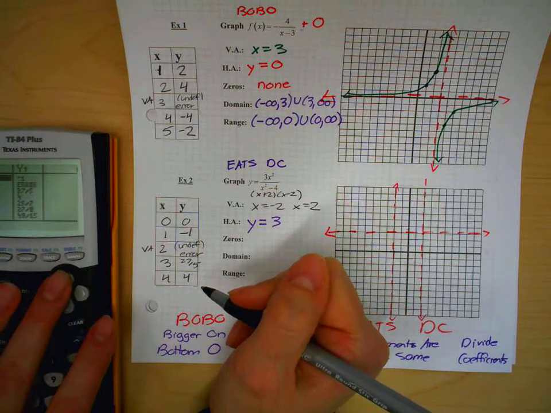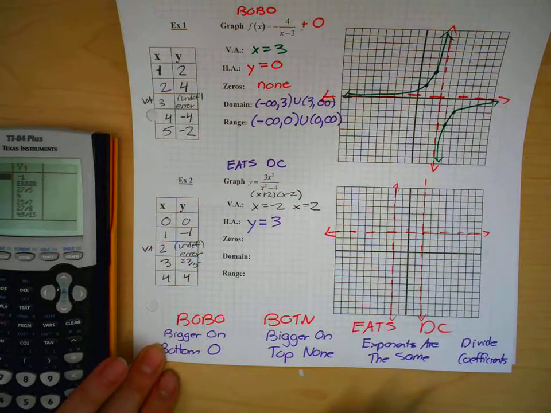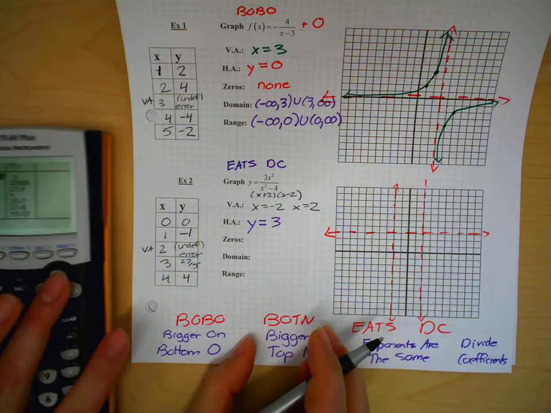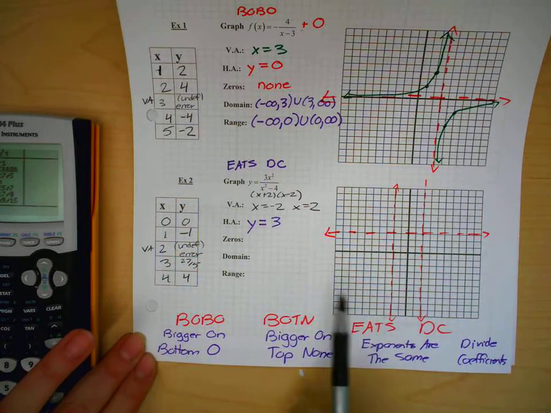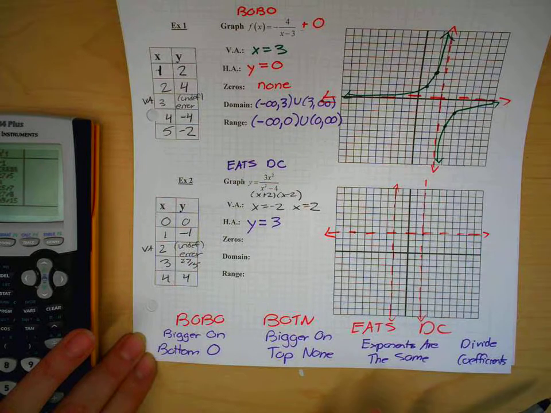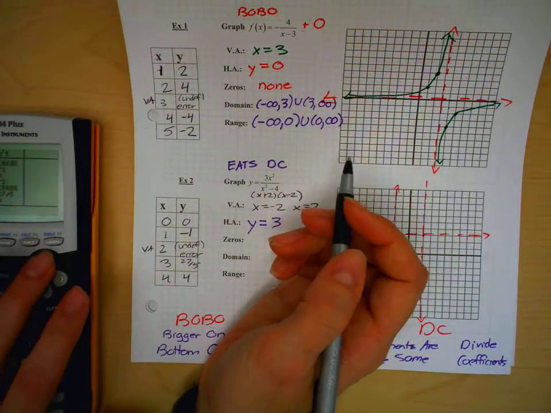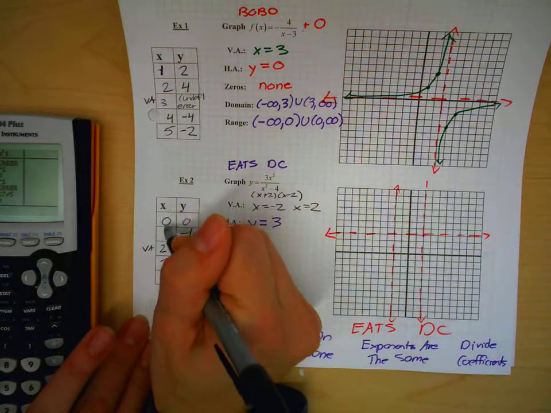Now, what's the problem with the table I have so far? I said we need at least 2 above and 2 below. But what's my problem? I have 2 above and 2 below this vertical asymptote, but how many vertical asymptotes do I have? 2. So I need some more points. This is not enough points for this one. I have 2 vertical asymptotes. I've got to go up to the other vertical asymptote. So I've got to add some points.